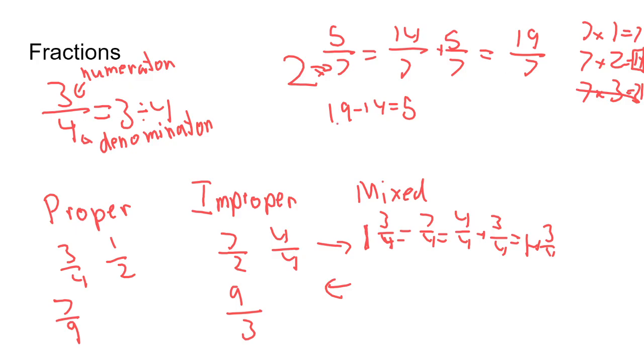And then you just do 14 divided by 7, which would be 2. And then you write this as the whole number, and you write the 5 as the numerator of the fraction. So yeah, hopefully you understood. This is how you convert between improper fractions and mixed numbers.